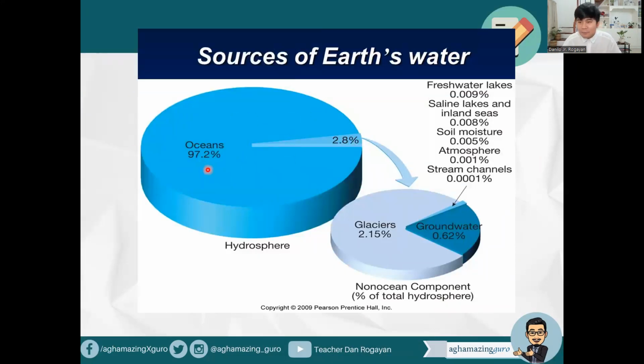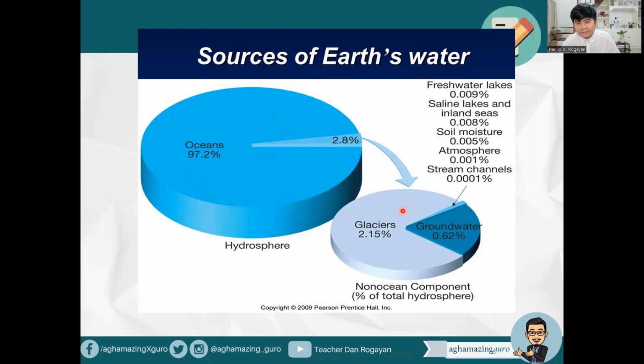So you can see 97.2% is actually ocean. The sources of Earth's water is actually from the saline environment, saline water, which is mainly of the ocean. And of course, 2.8% is, what is this? Fresh water, okay? So this is your Earth's sources of water, 2.8%, around 3% is fresh water, while the rest is saline water, those water coming from your oceans and seas. So this is what composes our hydrosphere.